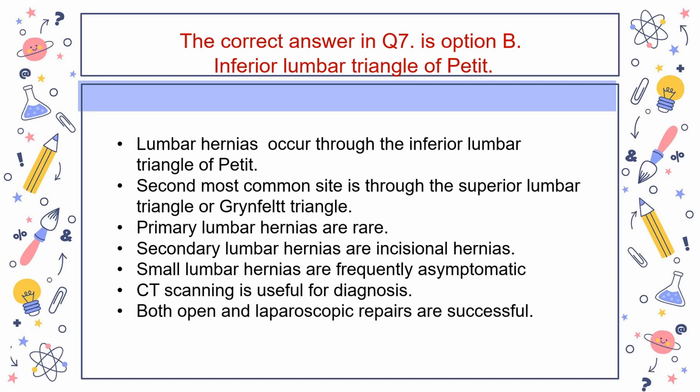Primary lumbar hernias are rare. Secondary lumbar hernias are incisional hernias arising through flank incisions for renal operations or through incisions for harvesting iliac crest bone grafts. Small lumbar hernias are frequently asymptomatic. Larger hernias may cause back pain. CT scanning is useful for diagnosis. Both open and laparoscopic repairs are successful.